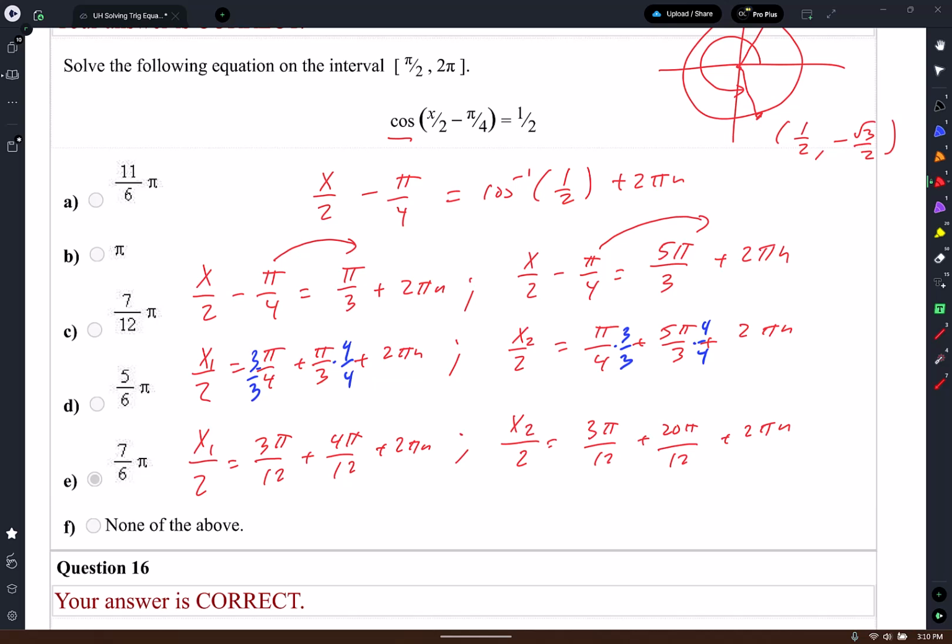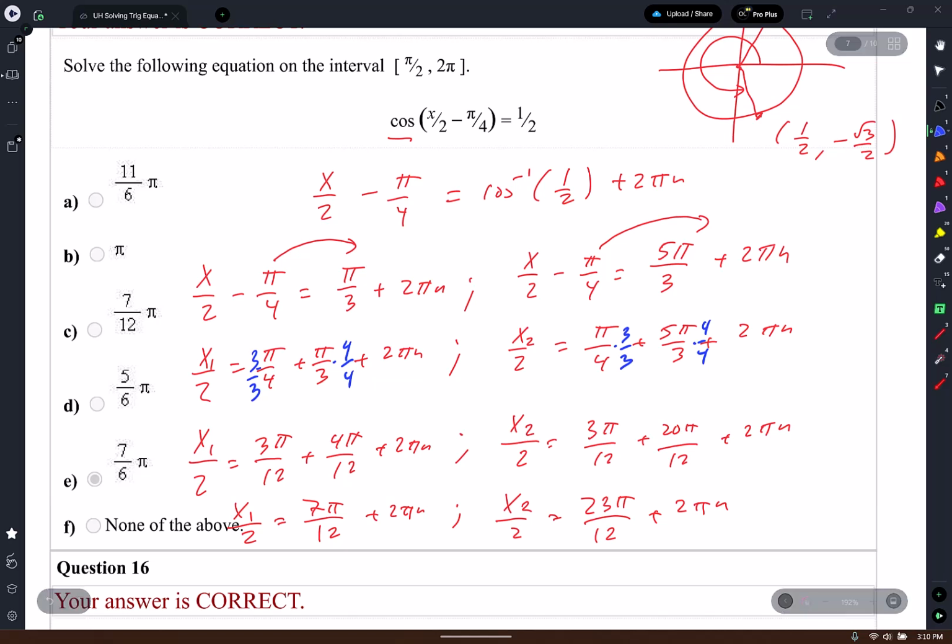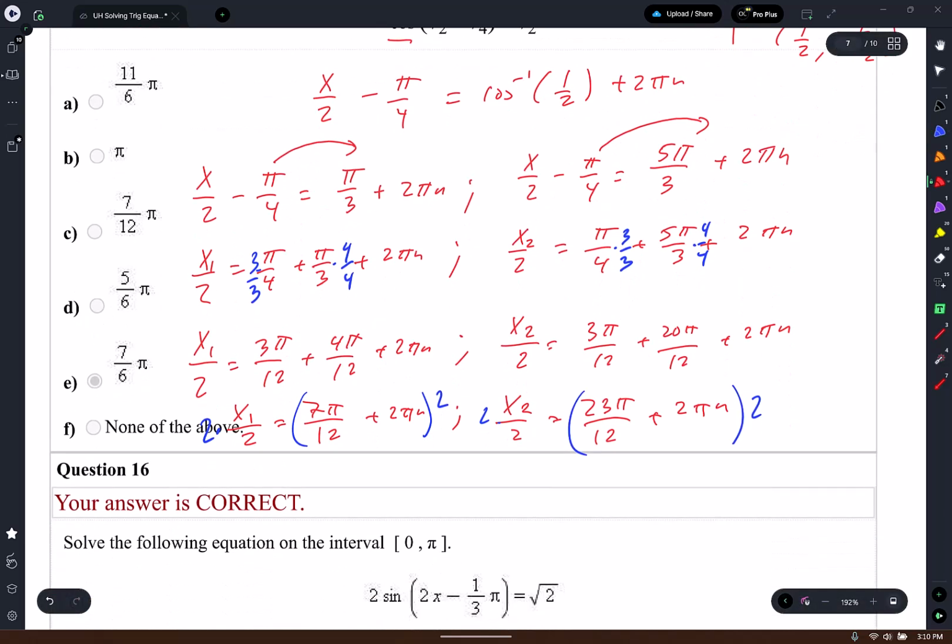What is 3 plus 4? So this is 4, 5, 6, 7. 7 pi over 12 plus 2 pi n, semicolon, x2 over 2 equals 20 plus 3. Not everyone at the same time. Okay. Last move. Don't worry, it's going to be fine. Last move, just multiply by 2. Whatever you do to one side, you do to the other. Times 2, times 2.